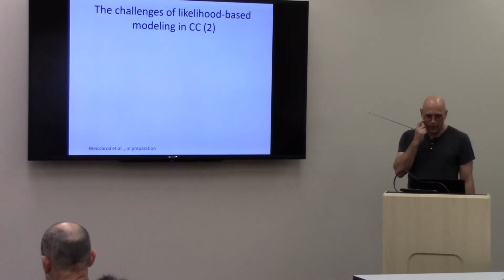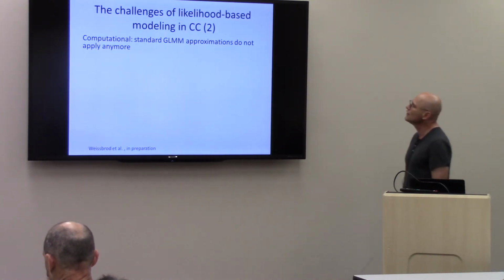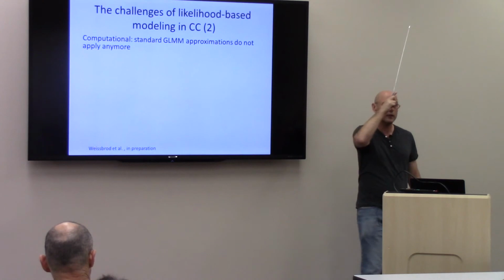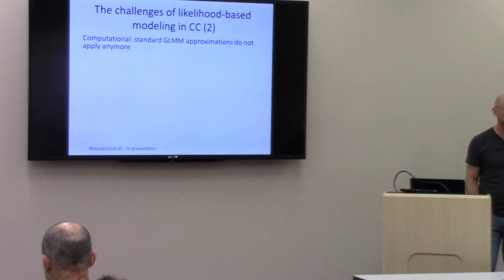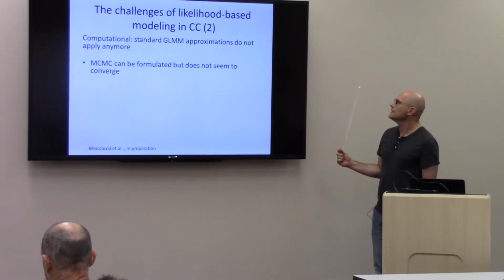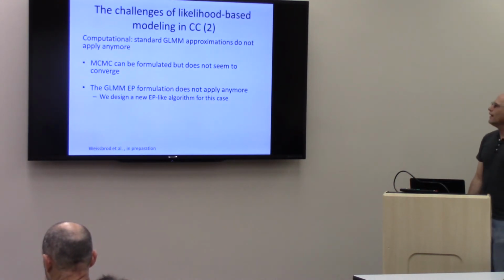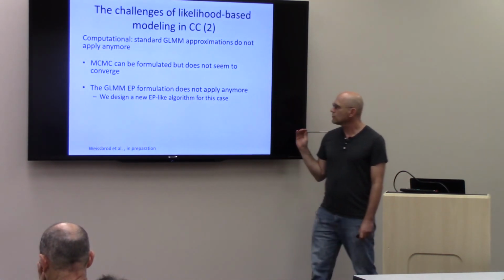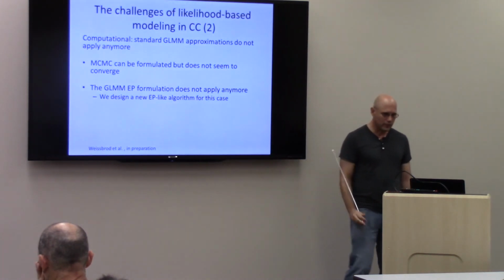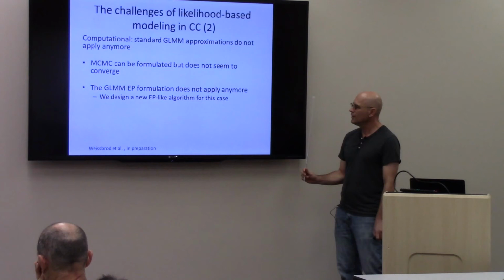But then we are asking ourselves, can we solve these problems that we've posed? And that leads us to the computational challenge, which is that the standard GLMM approximations like EP do not apply anymore once we change our link functions to take into account the ascertainment. MCMC can still be formulated, but it does not seem to converge at all when we've tried it. And the most interesting point is that the EP formulations of GLMM do not apply anymore. And one of the main things that Omer has done is invent a new EP-like algorithm that does work on the modified problem.